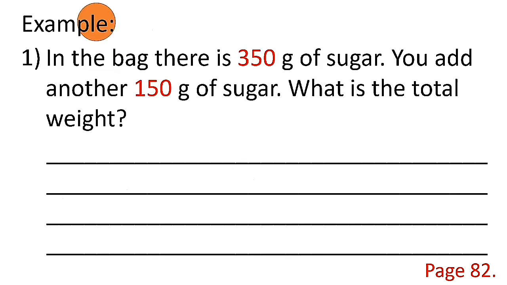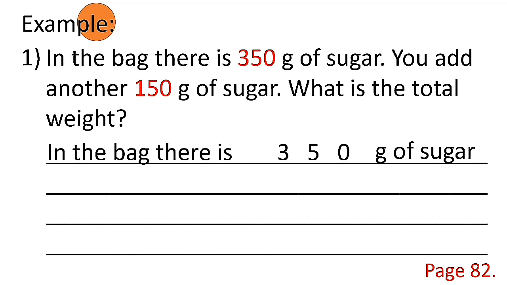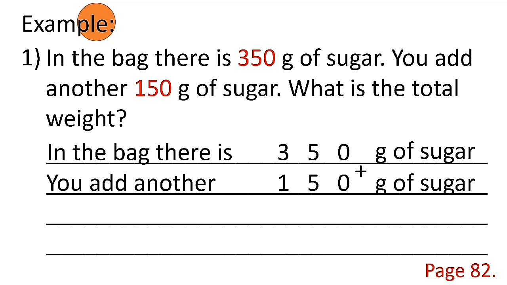Number 1, in the bag there is 350 grams of sugar. You add another 150 grams of sugar. What is the total weight? What do you think? Okay, from the word total, so we need to add. In the bag, there is 350 grams of sugar, plus you add another 150 grams of sugar.